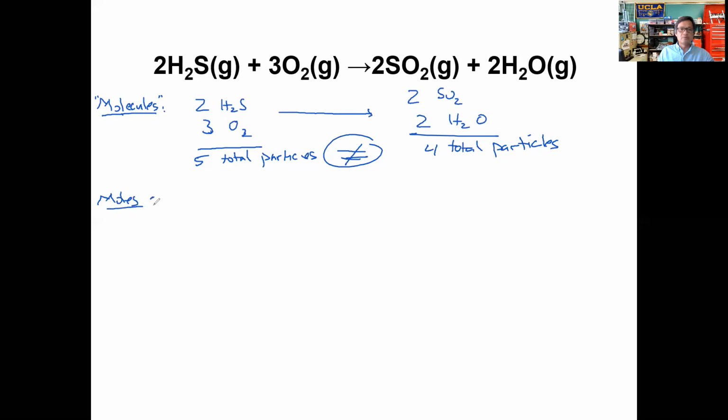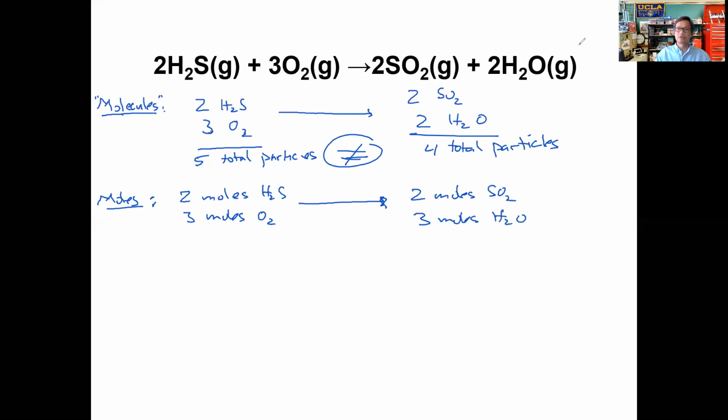All right, let's go ahead and interpret it on the level of the moles. Moles of each one of these components. So we have 2 moles of H2S to start out with, 3 moles of oxygen to start out with. If we mix that quantity together and the reaction runs correctly, we end up with 2 moles of sulfur dioxide and, I'm sorry, 2 moles of water.